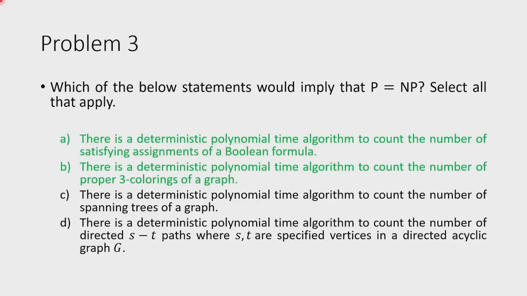So the answer to this problem is options A and B. There is a deterministic polynomial time algorithm to count the number of satisfying assignments of a Boolean formula, and there exists a deterministic polynomial time algorithm to count the number of proper three colorings of a graph. Let's see why.